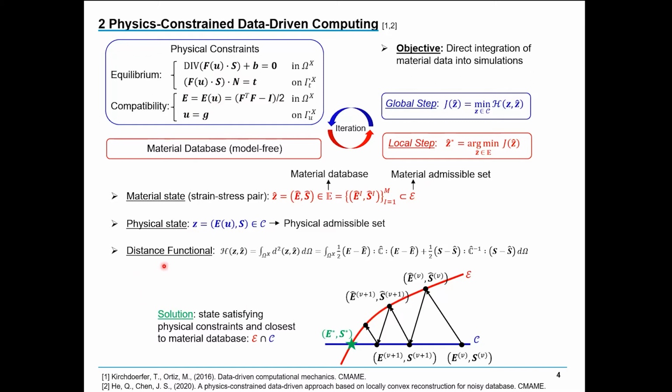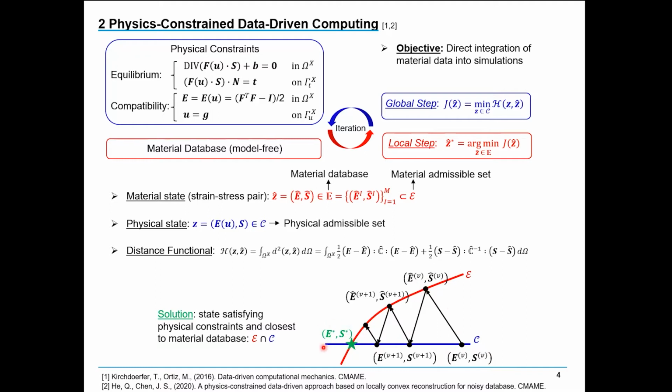So we also define a distance functional to measure the distance between the material state and the physical state as shown here. And the figure at the bottom here shows a schematic of the physics-constrained data-driven computing. And every material point in the system has two states. One is the material state, and the other one is the physical state. And so the data-driven framework is solved to minimize the distance between these two states of every material point in the system through a fixed point global local iterations.